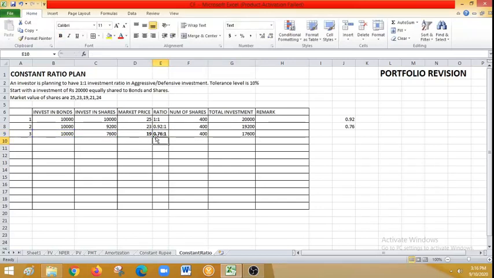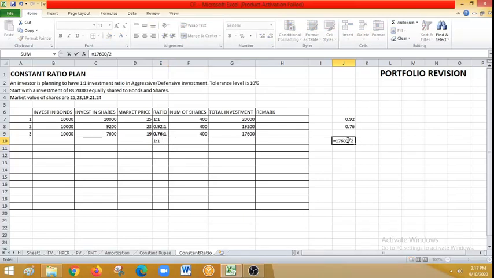See here, from the 1:1 ratio it is now down to 0.76. If it crosses 0.90 or 1.1, I should make a revision, because that is 10%, and 0.10 is 10%. Now it is 0.24 down, so it is 24% down. So what I should do is bring the ratio back to 1:1. How to bring it back? Simple, divide the total investment by 2, so equally.